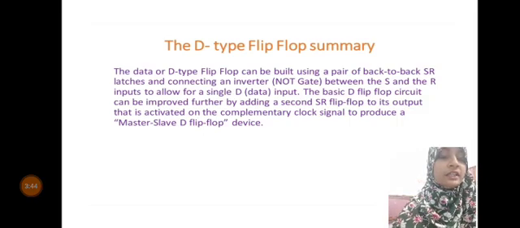The data or D flip-flop can be built using a pair of back-to-back SR latches and connecting an inverter between the S and R inputs to allow for the single input. The basic D flip-flop circuit can be improved further by adding a second SR flip-flop to its output that is activated on the complementary clock signal to produce a master-slave D flip-flop device.